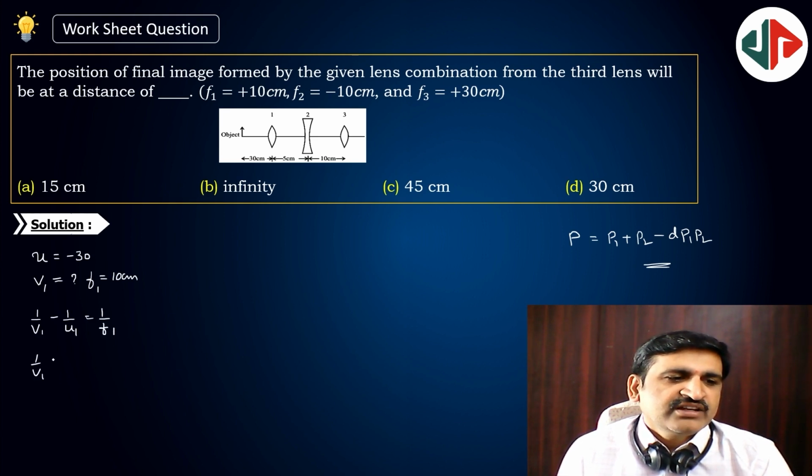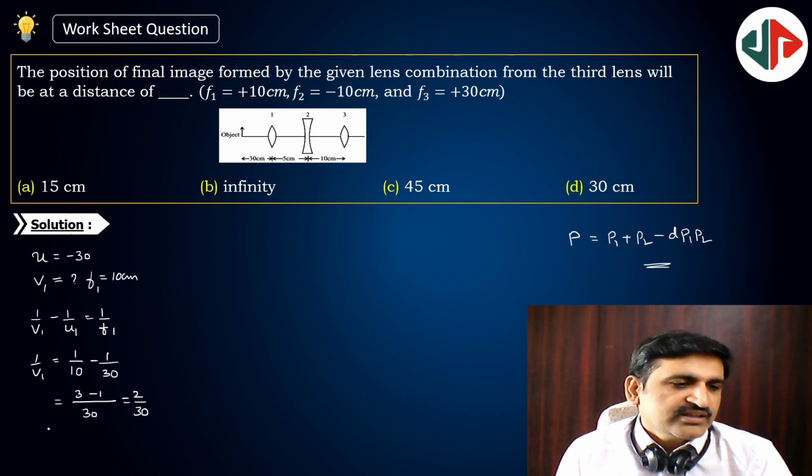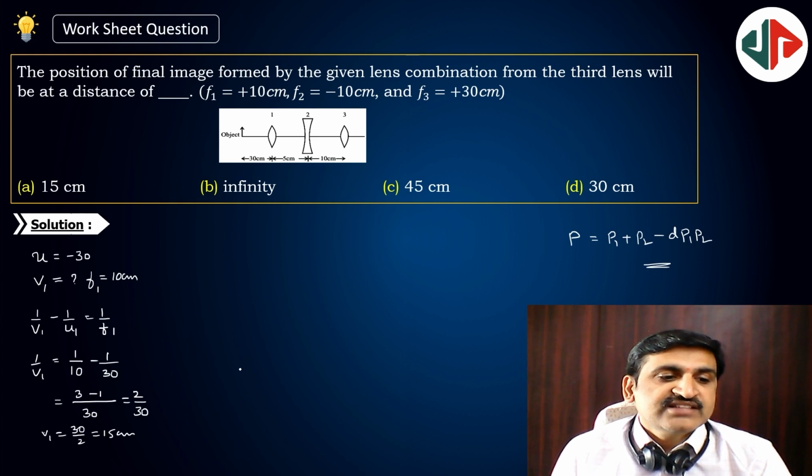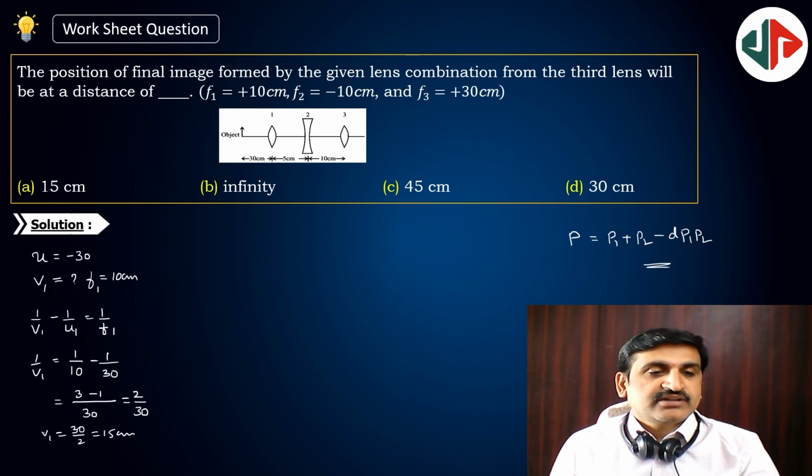1 by V1 is equal to 1 by f1, which is 10, and here minus 30, so plus will come this side minus 30. So 30 is the LCM. So this will go 3 times, this will go 1 time. So it will be 2 by 30. 2 by 30 means 1 by V1. So V1 is equal to reciprocal, 30 by 2, which is equal to 15 centimeter for the first one. It falls at 15 centimeter, right, for the first one.